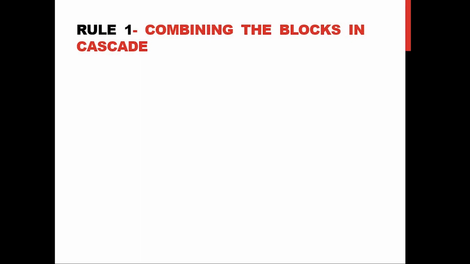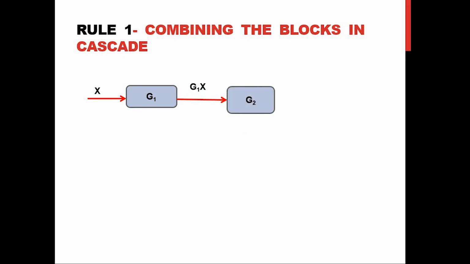Rule 1, combining the blocks in cascade. Let me assume I have a block whose gain is G1. I'm going to give an input named X. The output coming from this block will be G1 into X, that is, input multiplied by the block gain will be the output. Now this will be fed as input to another block whose gain is G2. So the output will be Y, whose value will be equal to G1 into G2 into X.